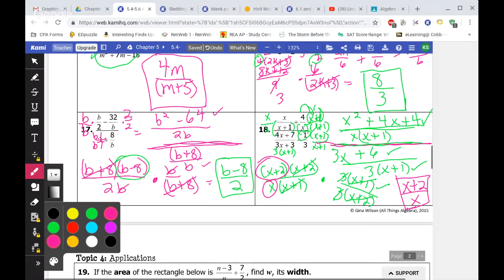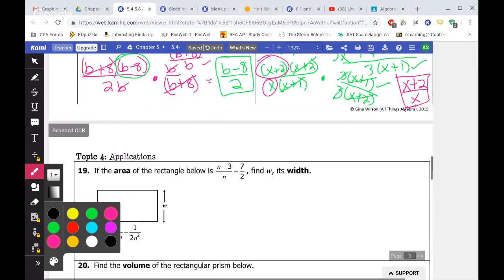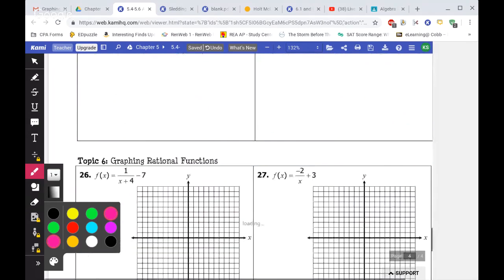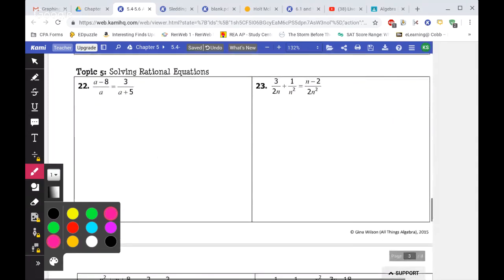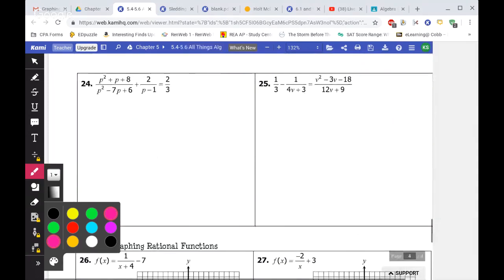Oh, just a heads up. I've already done 22 and 23. Okay. So all right. And that's those two, right? Yeah. All right. So we're just going to go on to 24 and 25.